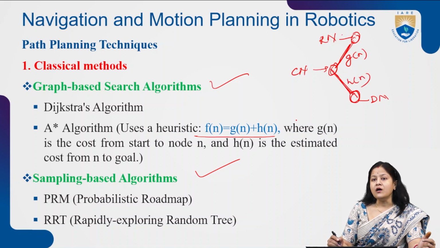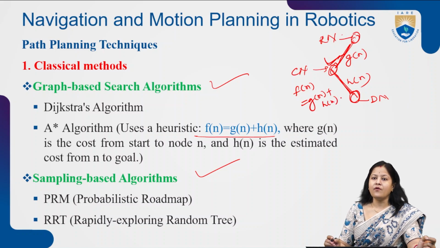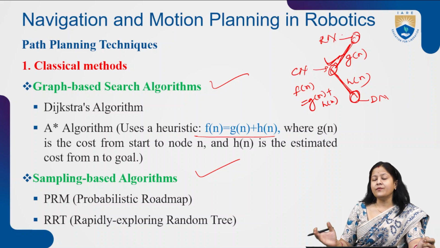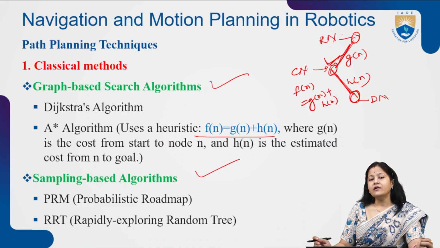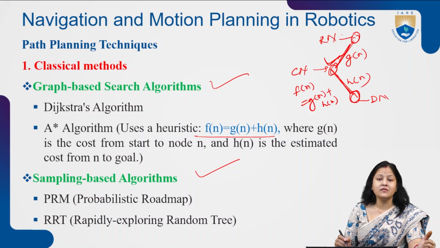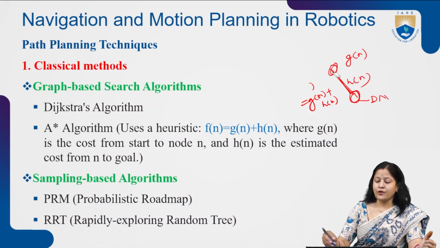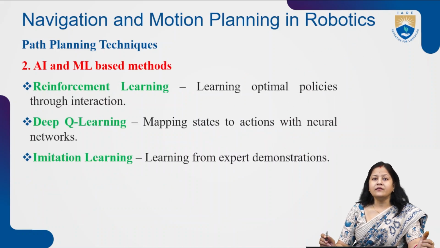So to find out the cost of a particular node, this is the function. So f of n for this particular node can be calculated as g of n plus h of n. So this is the formula we use. Using Dijkstra's algorithm and A-star algorithm, the robot can plan the path from the starting location to the destination. Even the sampling based algorithms are also used, like probabilistic roadmap and rapidly exploring random tree for the path exploration. Now the second technique is the AI and ML based method.